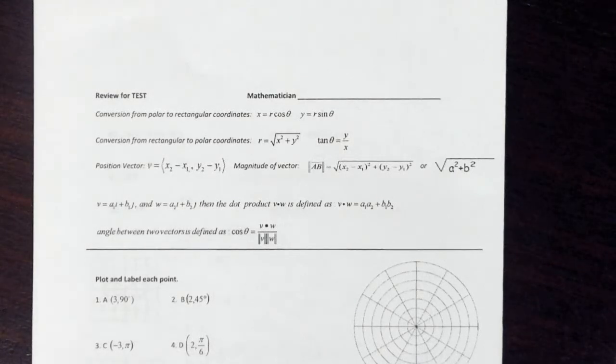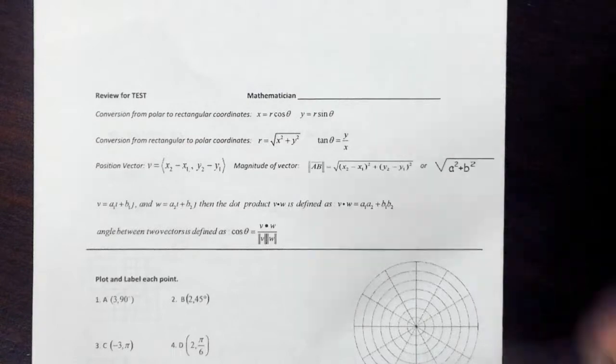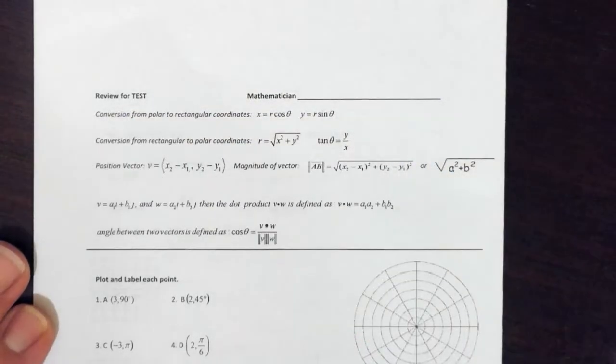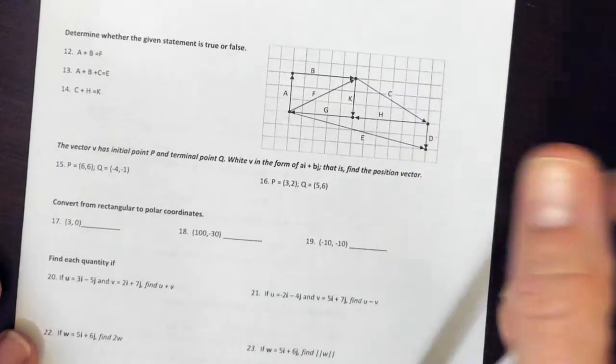Okay, well, you've already watched the first video, and the first video was over the front side of the review sheet. So it was over problems 1 through 11, and it was over problems 12 through 30. What we're going to do now is we're going to look at the back of the review.